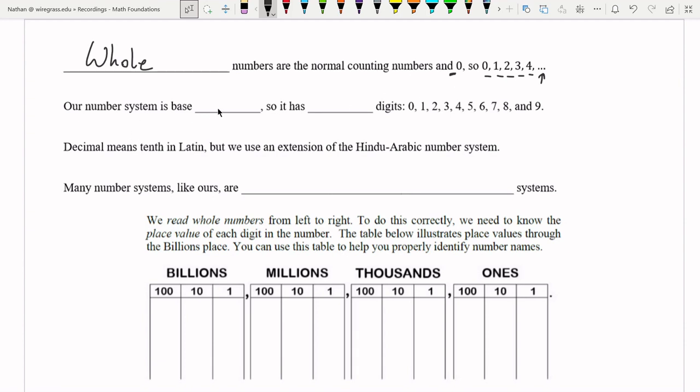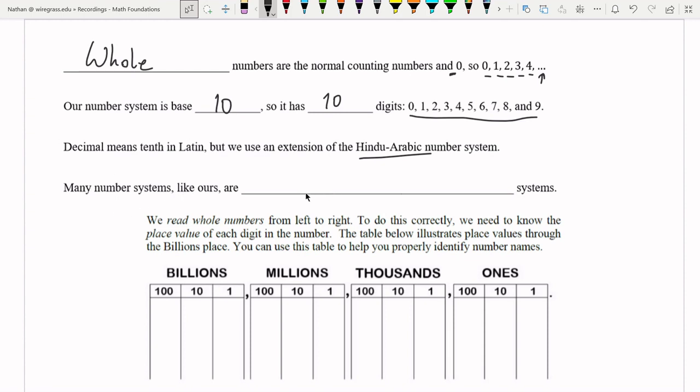Our number system is base 10, so it has 10 digits, 0 through 9. Now, decimal means 10th in Latin. That's why our number system is the decimal system. But we actually use an extension of the Hindu-Arabic number system that's been built up through history until we have what we have today.